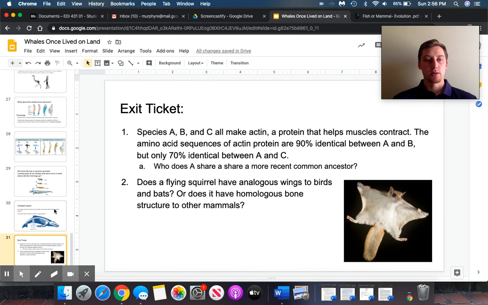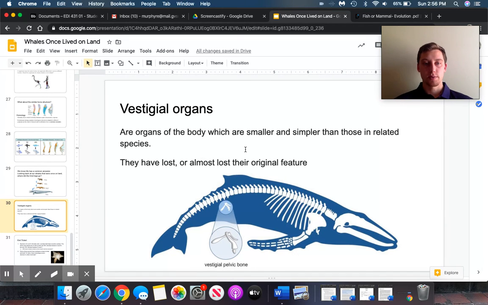And so we call this vestigial organs. So organs of the body which are smaller or simpler than those related to other species. So they have lost their use for them. They don't need them anymore, so they don't really serve a purpose. They kind of go away over time after many generations, which is why we don't see whales with their hind legs anymore. And humans have examples of vestigial organs.